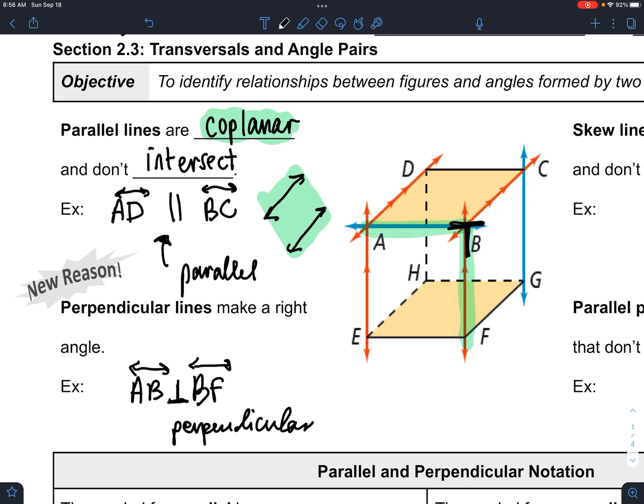Okay, so they make right angles. So that's our definition, that perpendicular lines make right angles, period. There's nothing about 90 degrees. There's nothing about a right triangle. It's just a right angle. Okay? So that's important, because if we use this in our proof, we need to know what to write down for our statement when we use this reason. And it's right angle.